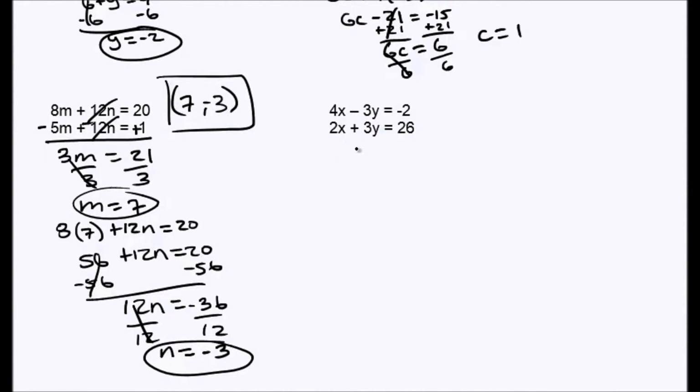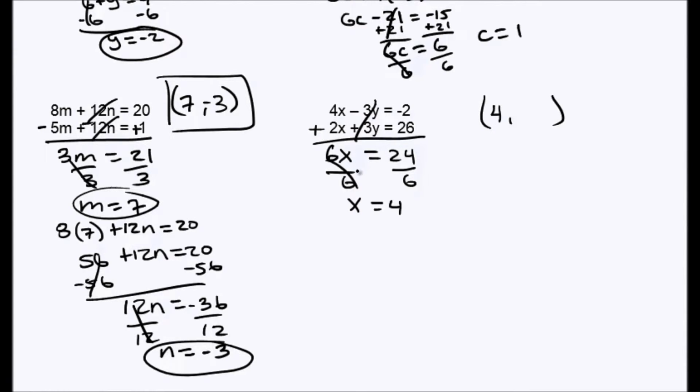Okay, in this next one, I could use addition because I have opposite terms, negative 3 and positive 3, which means that cancels. So I have 6x, that's gone, is equal to 26 minus 2, which is 24. Divide both sides by 6, and x is equal to 4. So I found one of my coordinates. Now I've got to find my second one. So I plug it into the first or the second equation. Doesn't matter, let's use the first one.